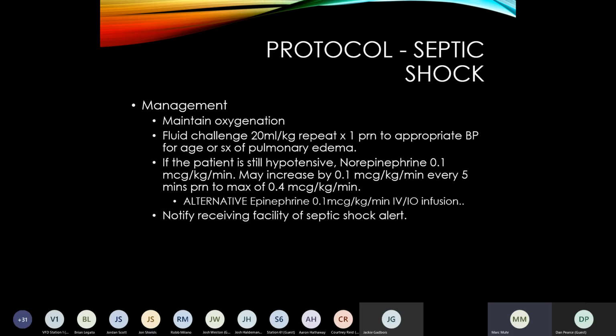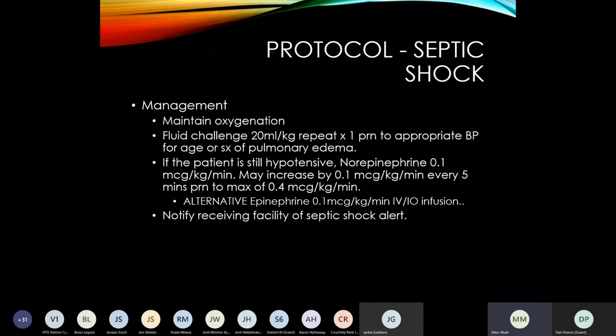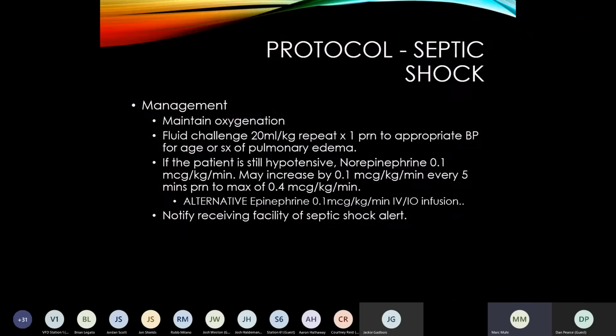0.1 microgram per kilogram per minute as a drip. May increase to a total of 0.4 micrograms per kilogram per minute every 5 minutes. Alternative is epinephrine, an epi drip, 0.1 microgram per kilogram per minute, and you can give either of these IV or IO. And then notify your receiving facility, just like adults, that you have a patient that's potentially in septic shock.